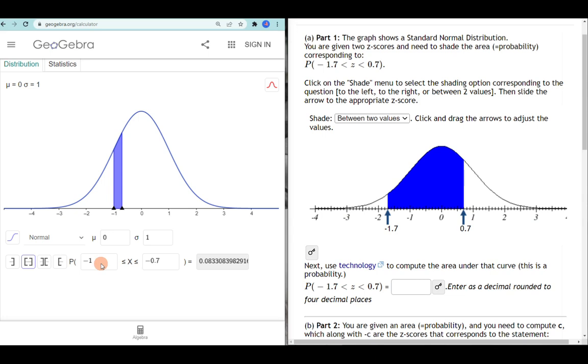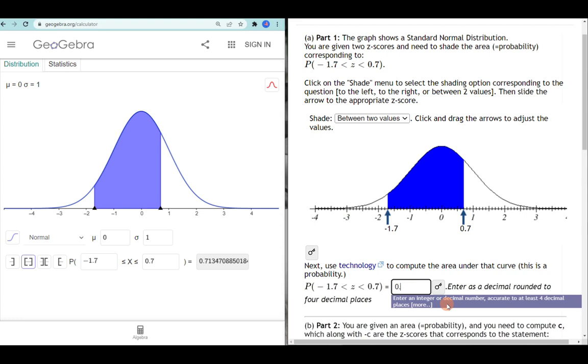To compute, I just need to type in my two z-scores. The lower one is negative 1.7. The upper one is a positive 0.7. And there we go. There's our probability, 0.7135 with rounding. So this is saying 71.35% of z-scores fall between negative 1.7 and 0.7.